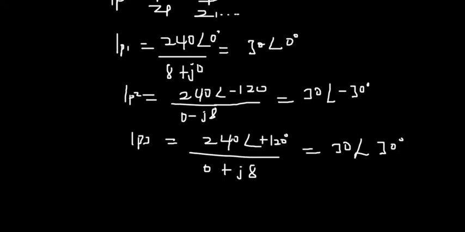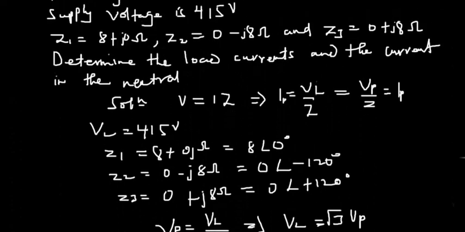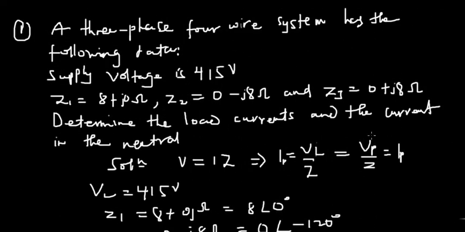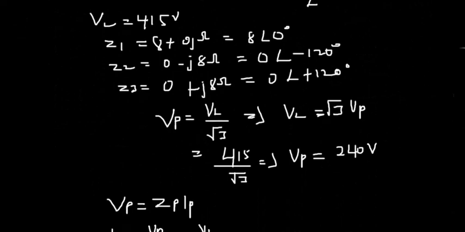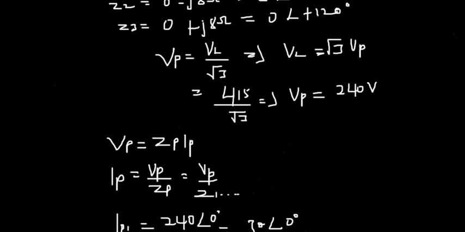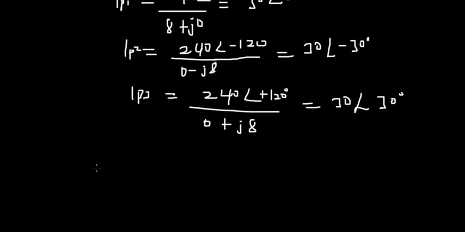So let's find out what we have to find: the current in the neutral. We've calculated the load currents, that's IP1, IP2, IP3, corresponding to Z1, Z2, Z3. So we have to find the current in the neutral. That's IN, which is equal to IP1 plus IP2 plus IP3.